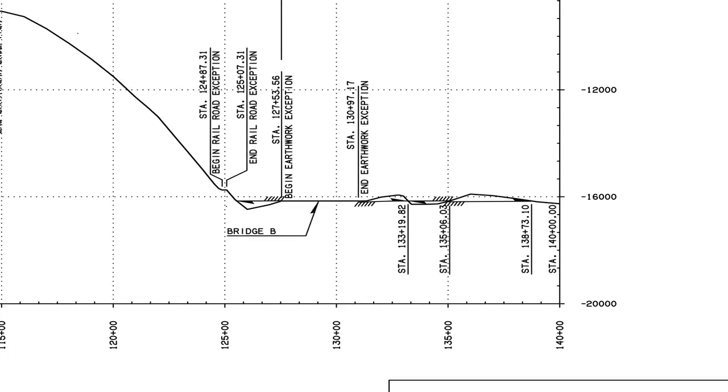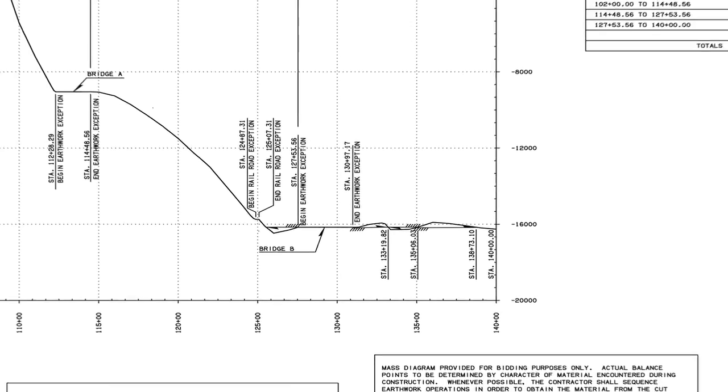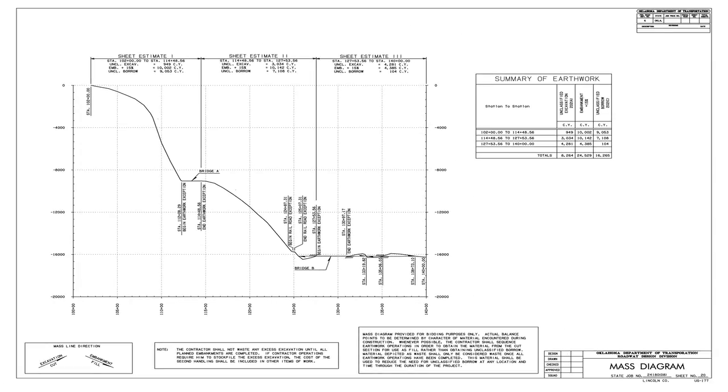If an area of unclassified borrow is shown on the mass diagram, excess excavation may be used to reduce the unclassified borrow amount. If there is an insufficient amount or no excess excavation material, unclassified borrow material located outside the project limits will be required to complete the project.